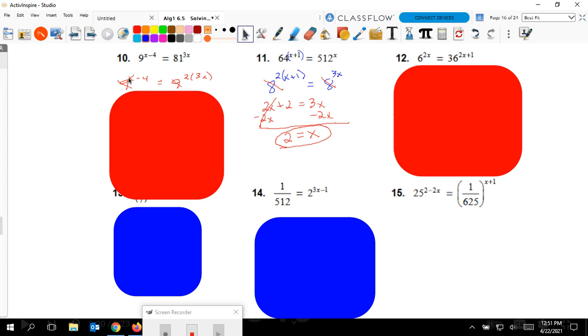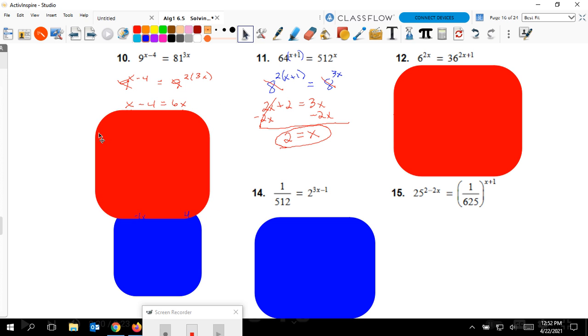So we have x minus 4 is equal to 6x now when I multiply there. So x minus 4 is equal to 6x. We could subtract x now from both sides. And that would now give me a -4 on the left side.